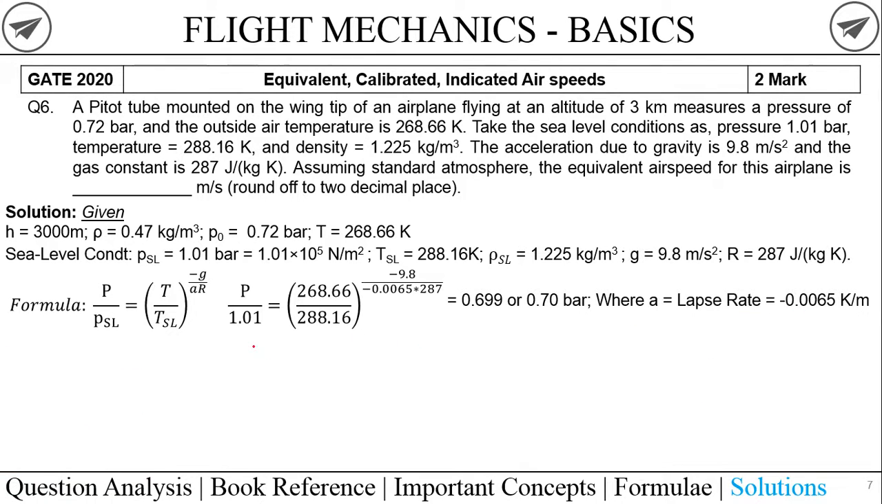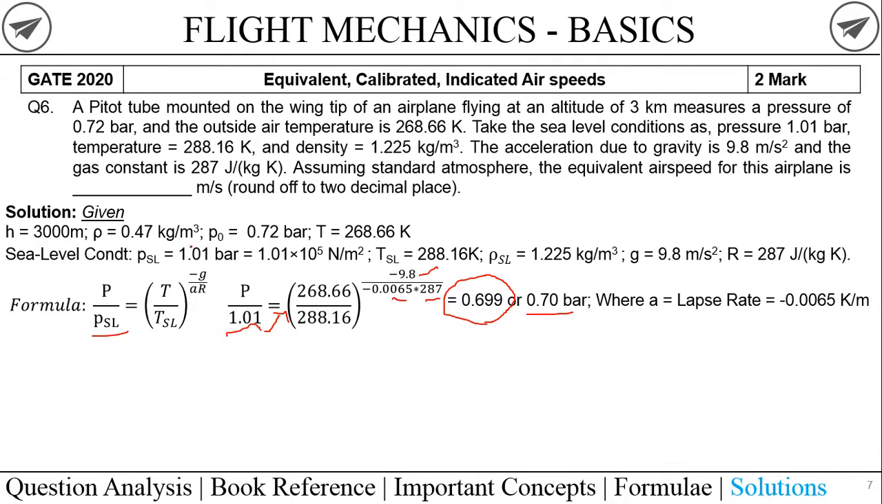Now getting to solve this. When we substitute the sea level pressure, which is already provided in bar, and the value of T at that particular altitude and the sea level temperature, which is already provided, and write down the acceleration due to gravity 9.8, the lapse rate A, and R the gas constant, we can obtain the static pressure as 0.699. That is taken to the right side for multiplication, and this rounded off can be written as 0.70 bar.